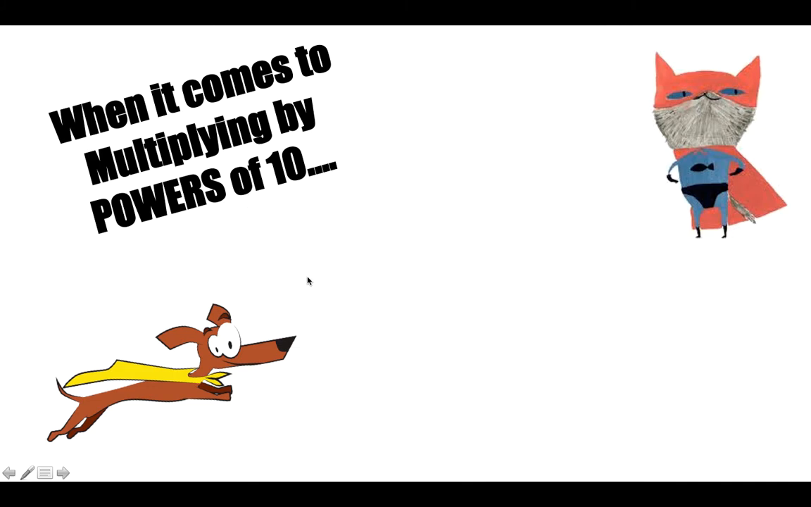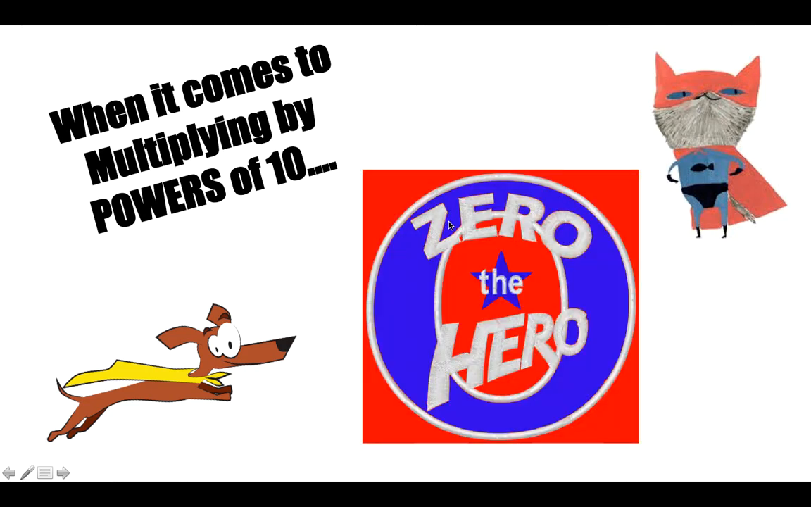So, what's the rule? When it comes to multiplying by powers of 10, we're moving different places to the left. And that leaves us with the conclusion that 0 really in this case is the hero.